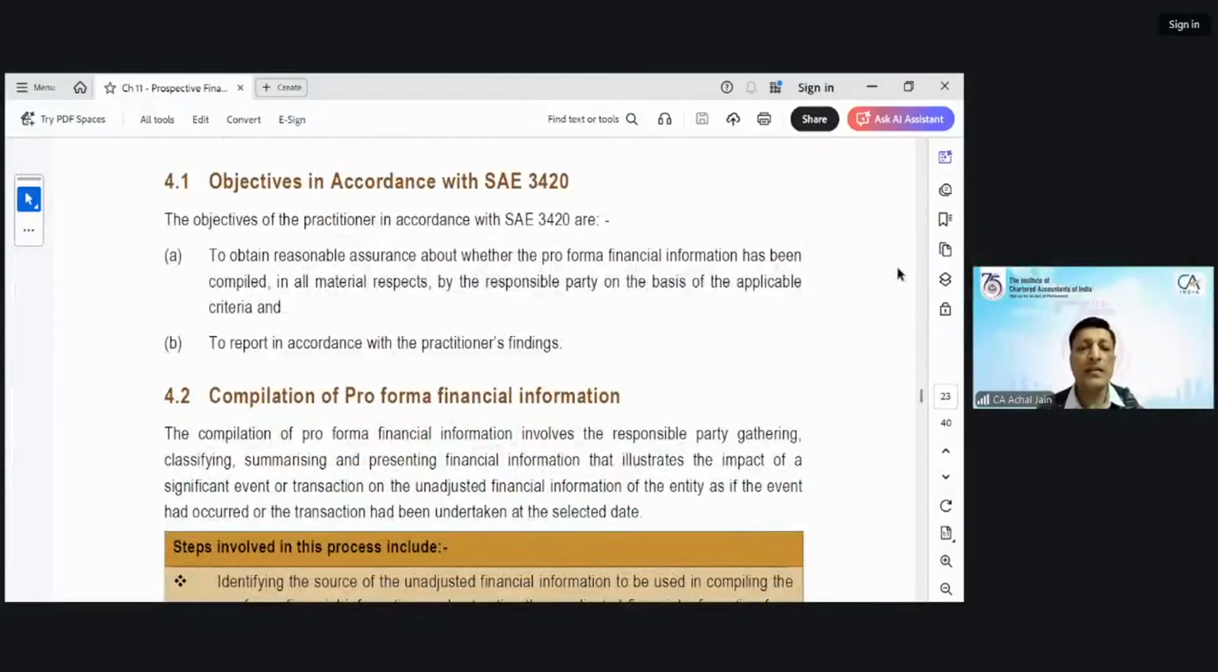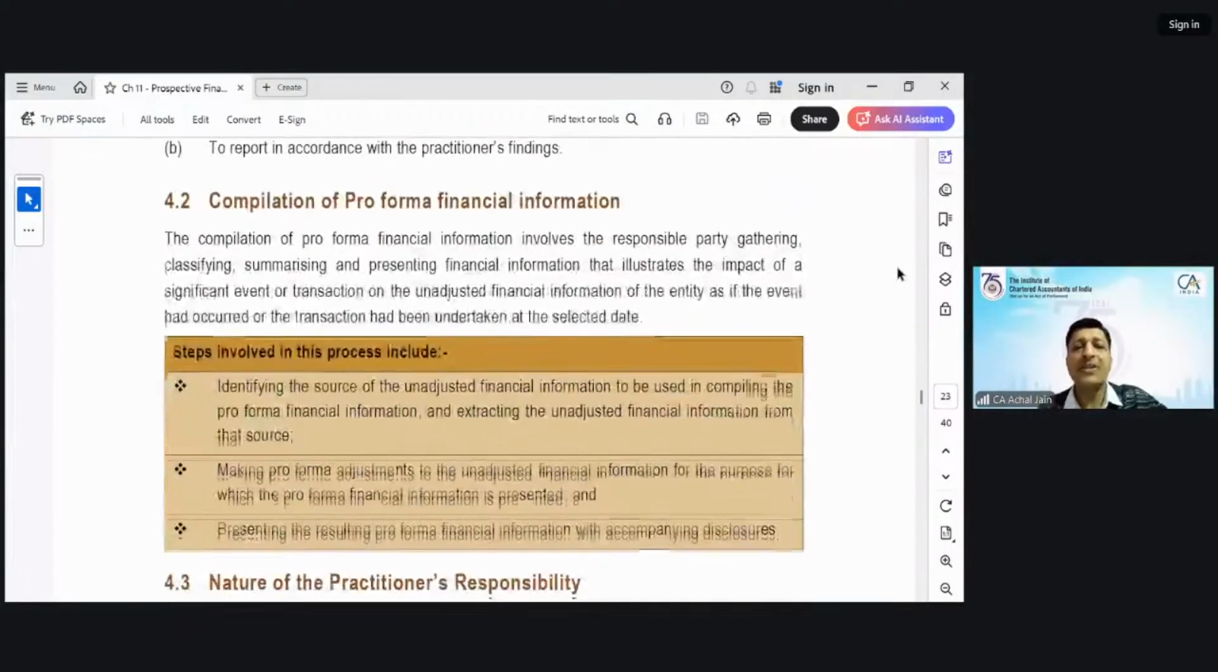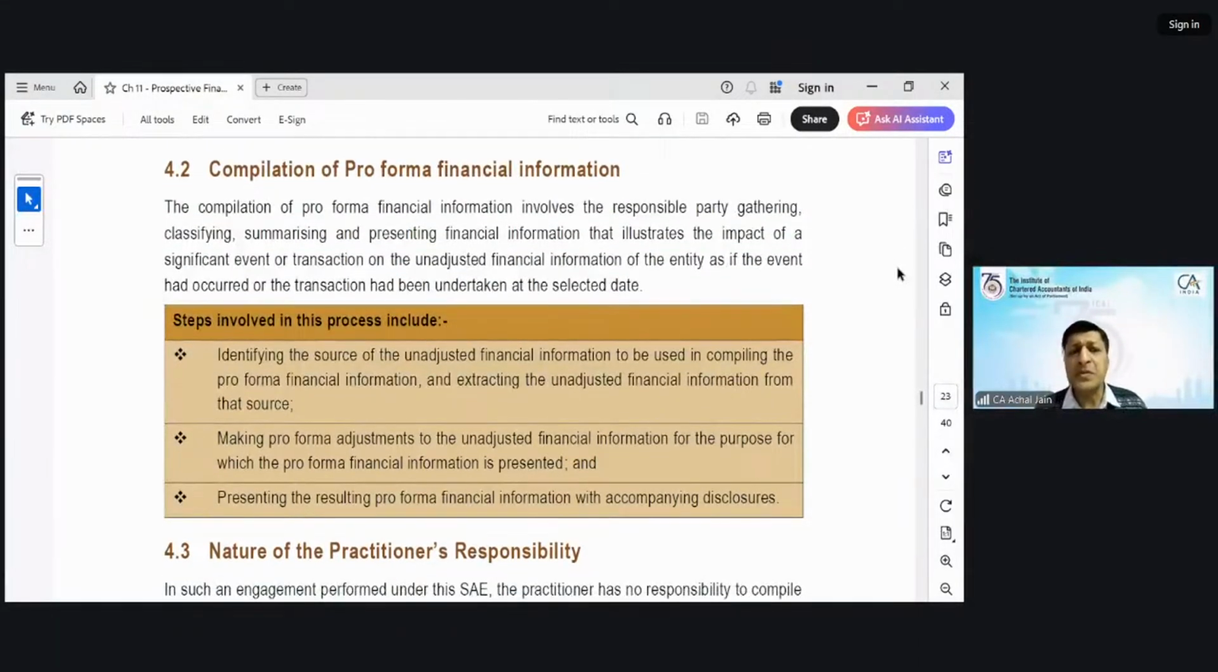Now, over here, of course, because it's a compilation, you will have different sort of requirements. First of all, you'll have the responsible party, which is what? Management. Gathering, classifying, summarizing, presenting financial information that illustrates the impact of significant event or transaction.